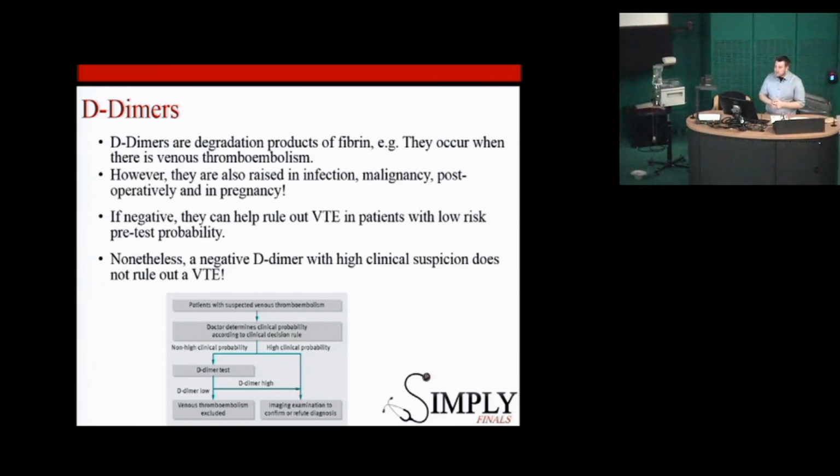But a negative D-dimer, if your suspicion is high, doesn't rule it out. So if you see someone with a massive swollen leg who's just been on a transatlantic flight and she takes the oral contraceptive pill, and you're really worried she's got a DVT, and the D-dimer's not raised, then it doesn't prove anything. Your clinical judgment, as with most things, trumps any lab test. So this little flowchart basically summarizes that. But they're not the be-all and end-all of clinical medicine, so make sure you always look at them in the context of the clinical picture.